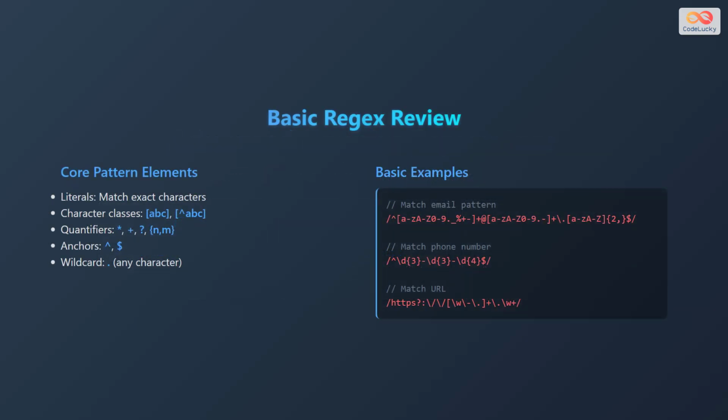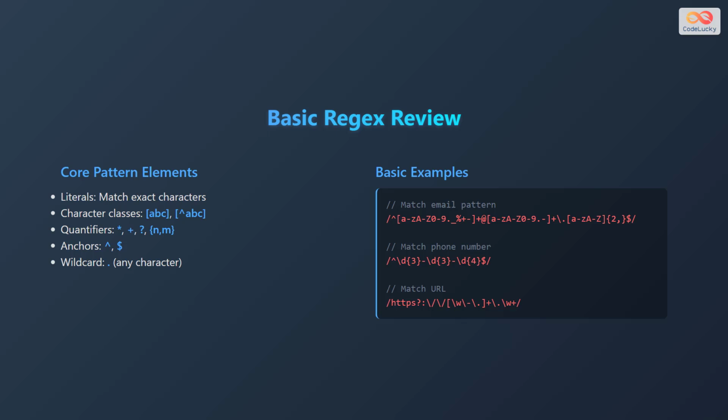Before we dive into the advanced features, let's do a quick review of some basic regular expression concepts. Core pattern elements include literals, which match exact characters, character classes such as [B, C], which match any of the characters within the brackets, or negated classes, such as [^A, B, C], which match any character not listed.